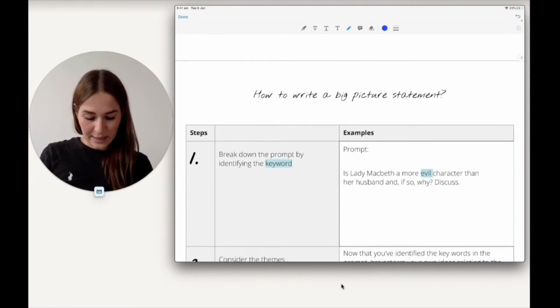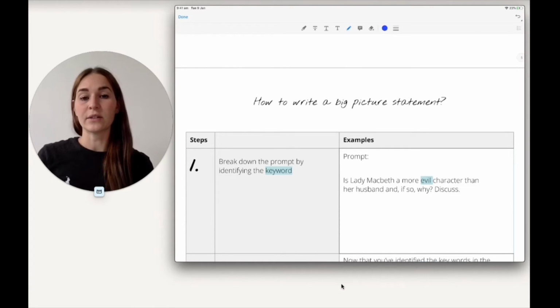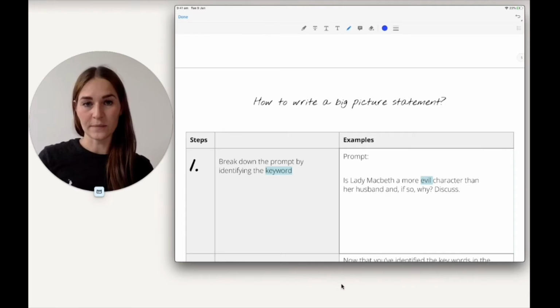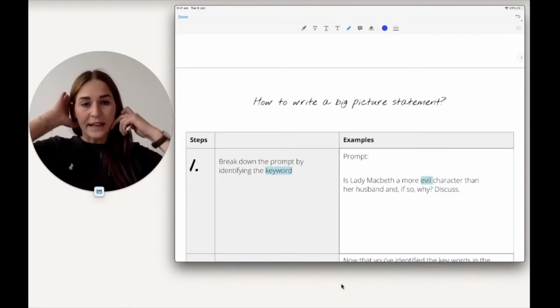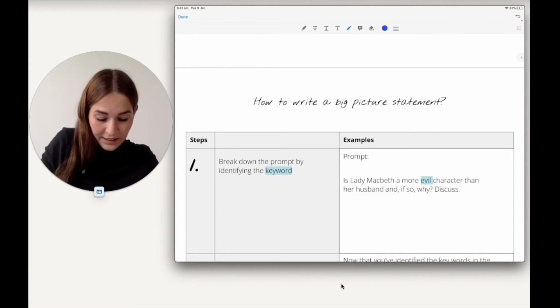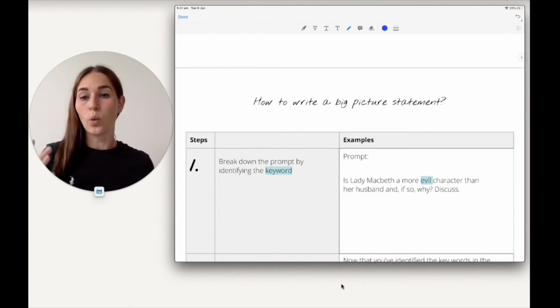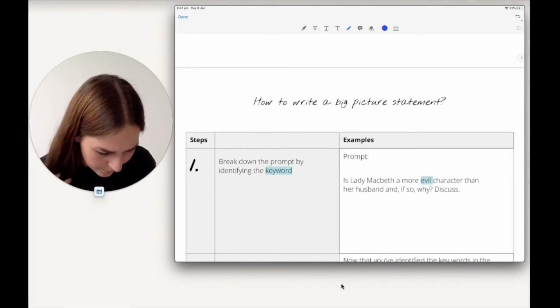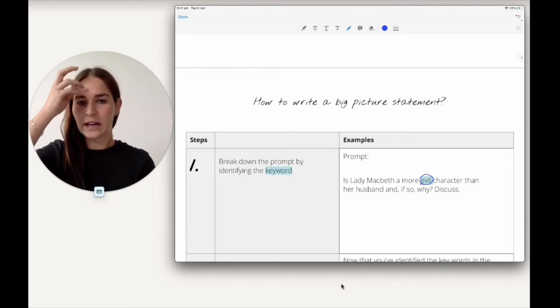The first step that you do is you need to break down the prompt and identify the keyword. Now, in that example, our prompt is Lady Macbeth a more evil character than her husband? And if so, why? Discuss. Now, our keyword is evil, okay? As you can see it here highlighted.